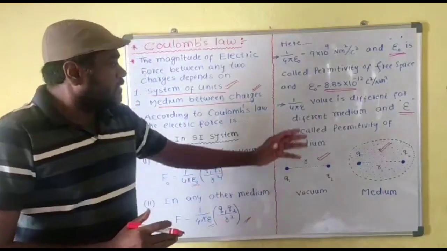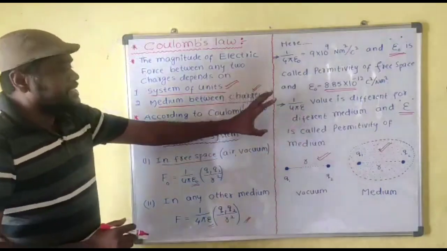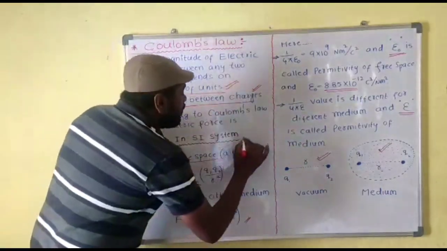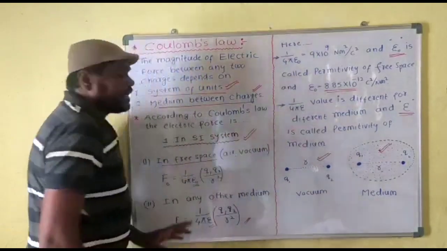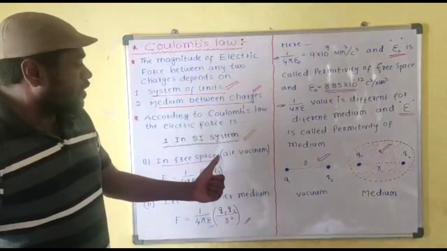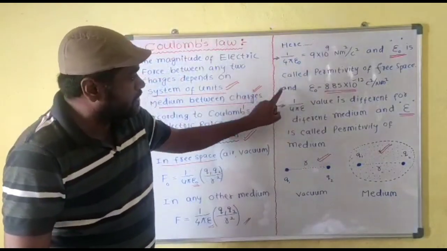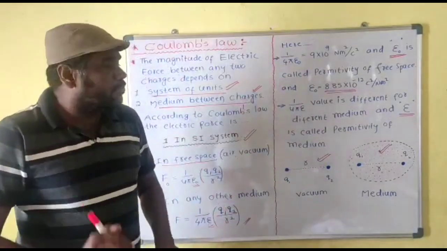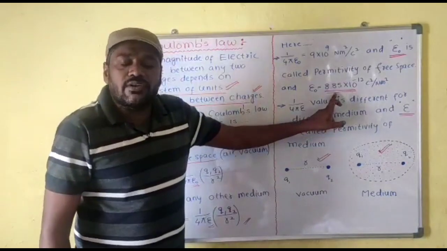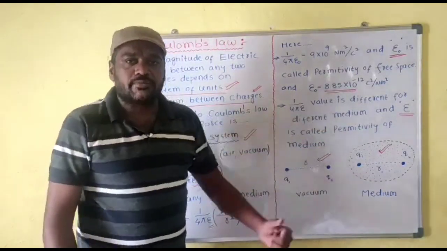Now, all these are explanations only when we are expressing in SI units. Now this is the 1 by 4 pi epsilon, and please be careful about this information, this is very, very important. Sometimes they will give this value in the problem also, so no need to worry.